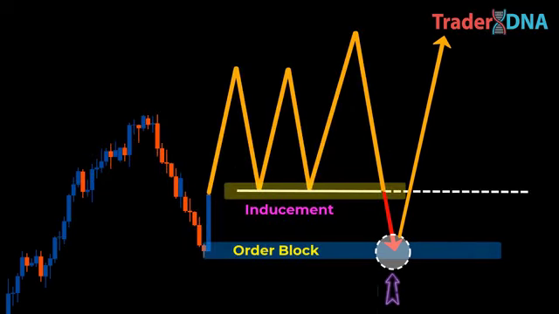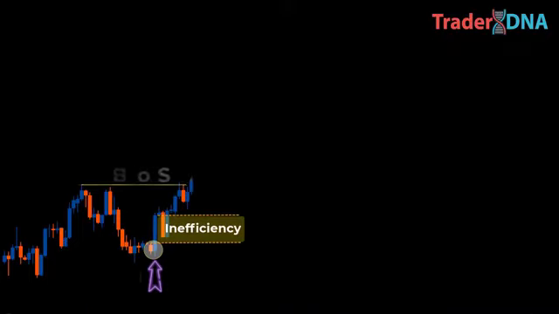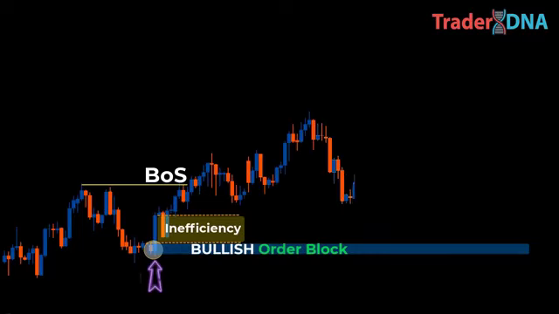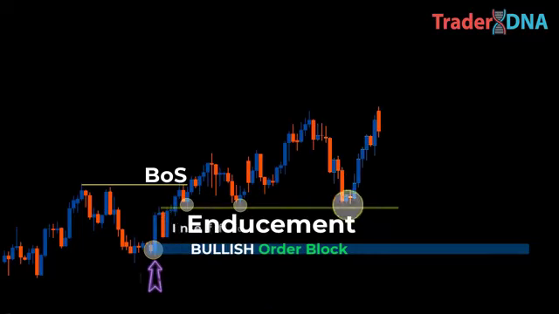Now, let's look at a real example. In this chart, the price moves sharply upward, creating inefficiency and breaking the structure, which makes this a valid order block. After the upward move, we see an inducement zone where the price forms multiple rejections at a support level. Since there's a major order block below and a minor support level near it, this could be a potential inducement trap.